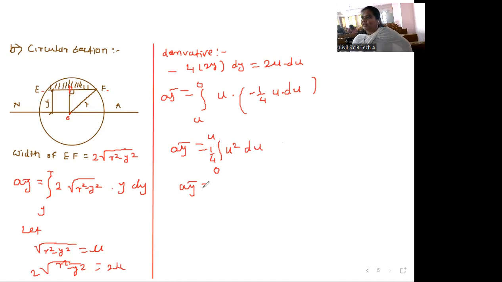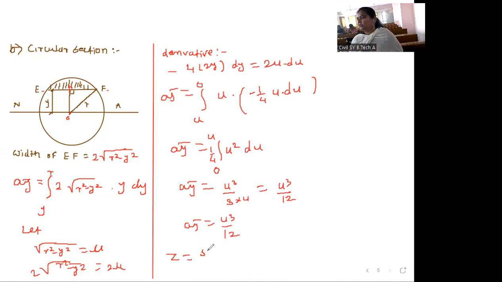So A y bar, which is equal to the integration of this y square, now we are taking the integration, y cube, so u cube divided by 3 and this 4, 3 into 4, which is equal to u cube divided by 12. So A y bar is equal to u cube divided by 12.